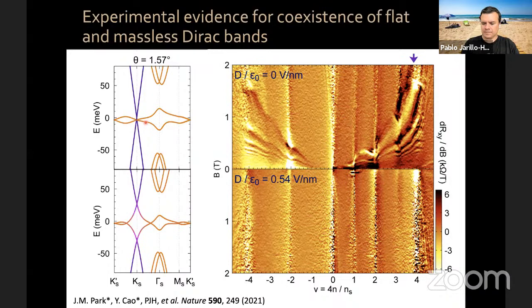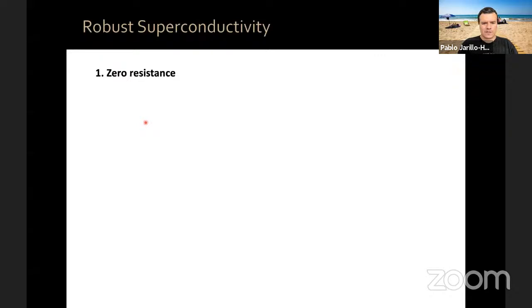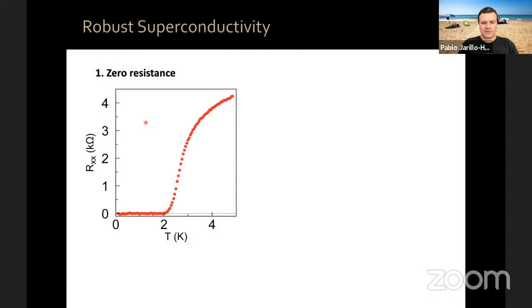All right, so let me show you that we have a robust superconductor. Okay, so again, what do we want to see? We want to see first zero resistance, and indeed, if you measure the resistivity of magic angle trilayer graphene as a function of temperature, you see this drop to zero. You can fit this with the Halperin-Nelson formula and extract a BKT, Berezinskii-Kosterlitz-Thouless, transition temperature, which in this case is about 2.3 Kelvin.